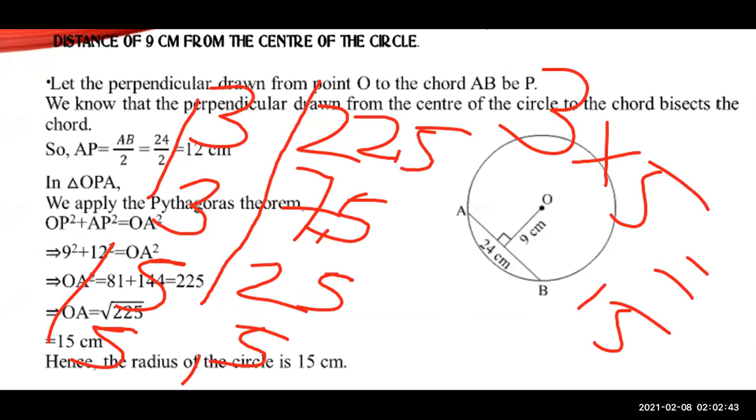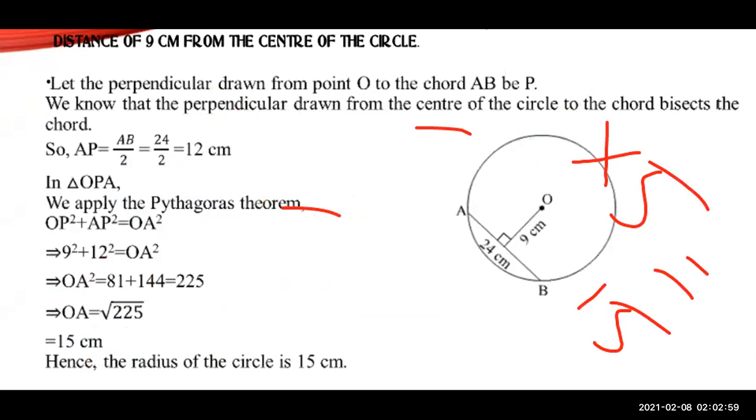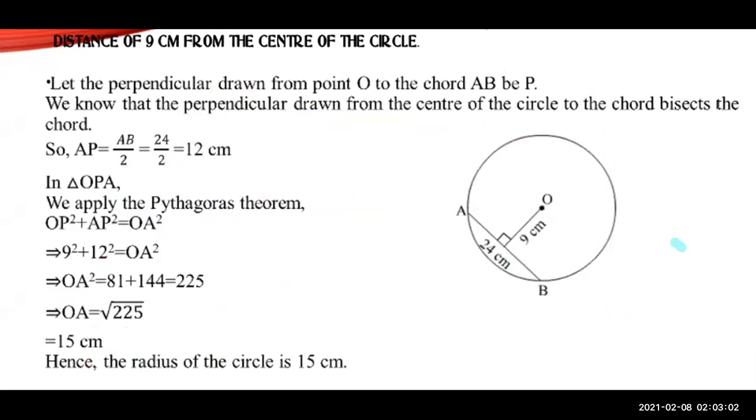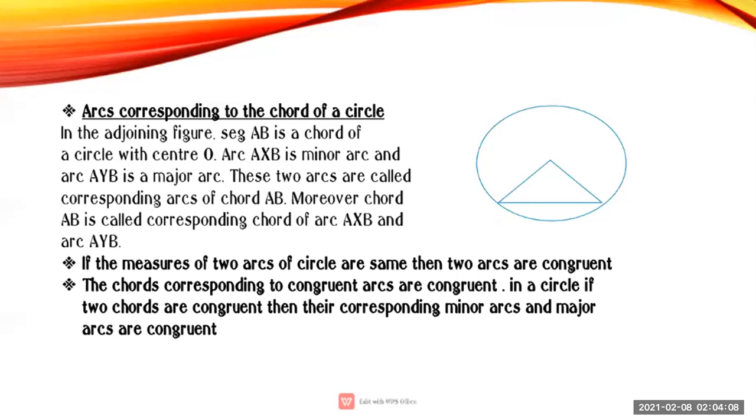So 225 is the square of which number? It is the square of 15. So 15 centimeter is our radius of the circle. Now here we have completed our 17.2. Before starting the next practice set, let us see some points which you are going to remember. Now here R corresponds to the chord of a circle.